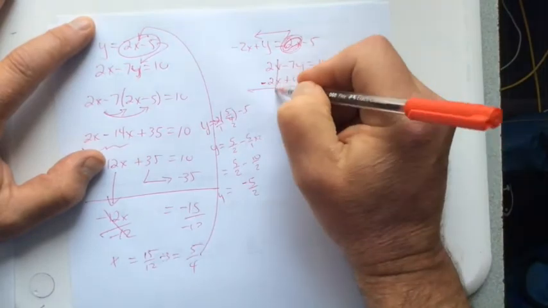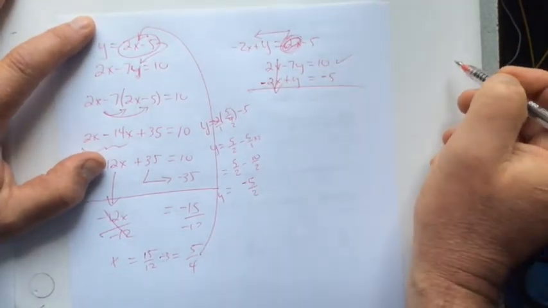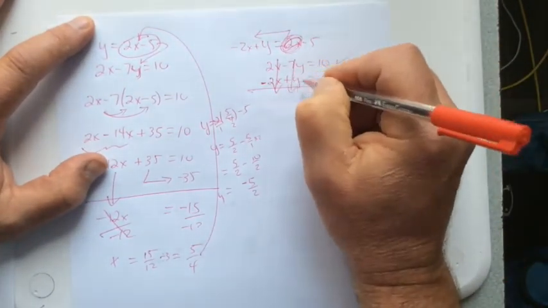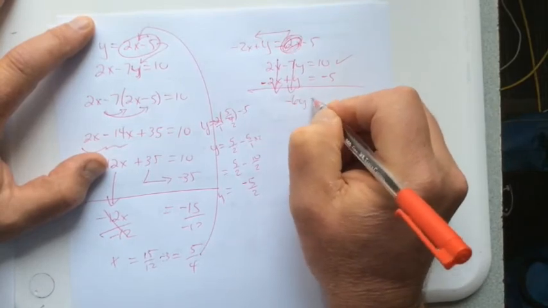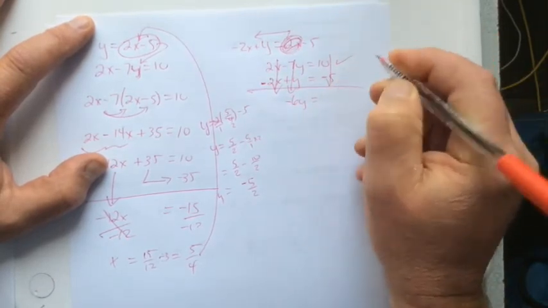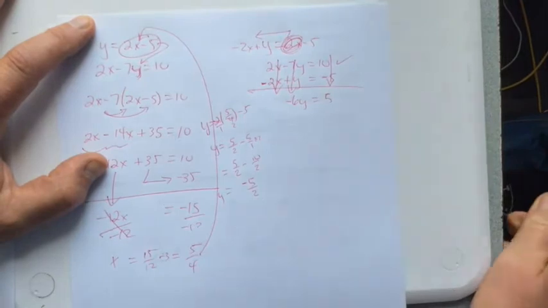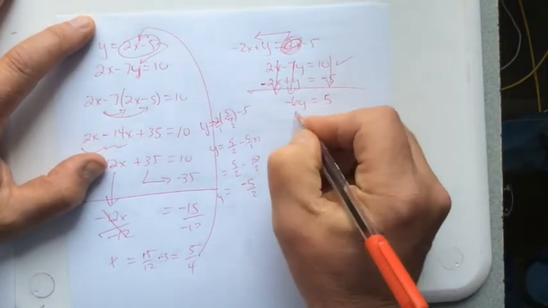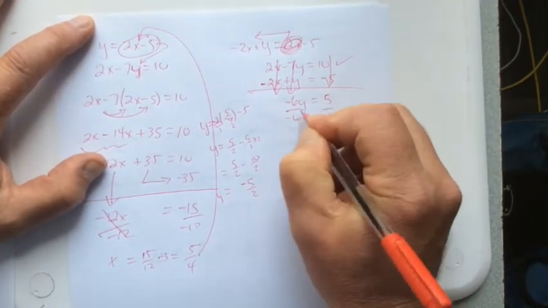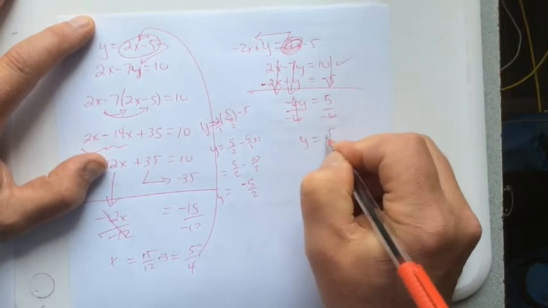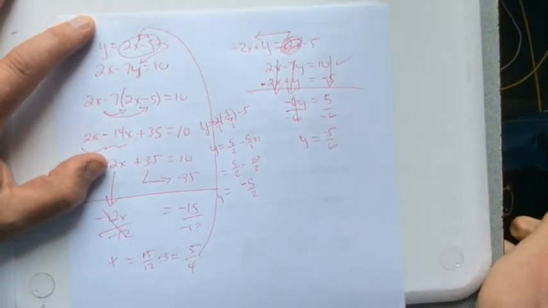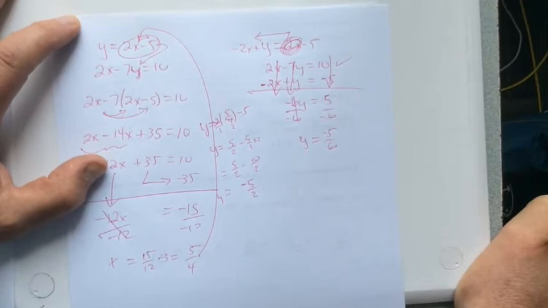Just so happens the x's are already gone. So when I add those up, those add up to 0. Adding these up, it adds up to negative 6y. And adding these up adds up to 5. Divide off the negative 6, divide off the negative 6, and y equals negative 5/6. That should have been the same answer over here. So I made a mistake on one of them.